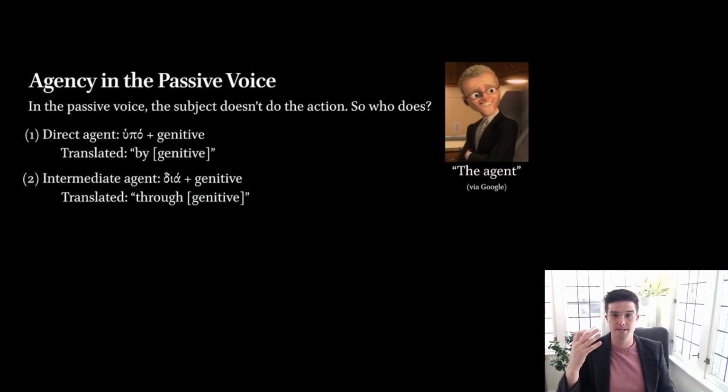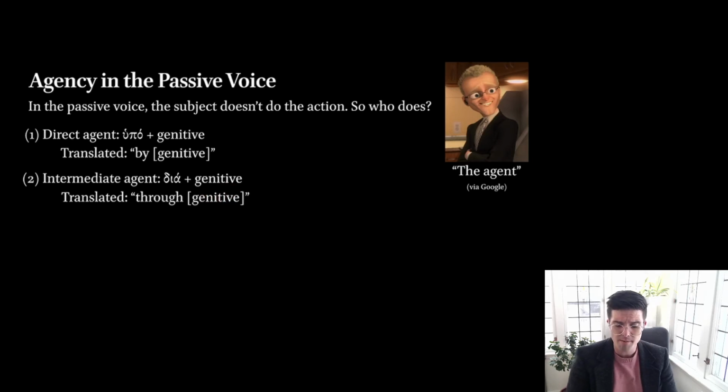So for example, I am taught Greek. Taught Greek is the passive verb. I is the one that's being acted upon. You are receiving the teaching by Dr. Elder. And in Greek, by Dr. Elder would be put into hupo plus the genitive. So Dr. Elder would be in the genitive case following hupo. And then if I wanted to say how Dr. Elder teaches, I am taught Greek by Dr. Elder through YouTube, I would do dia plus YouTube in the genitive.